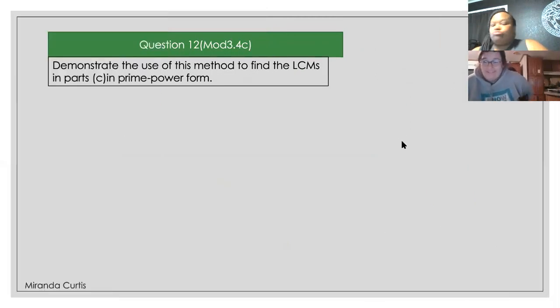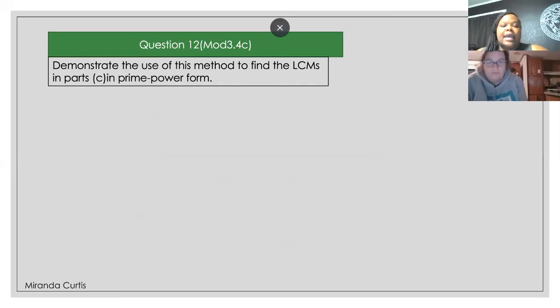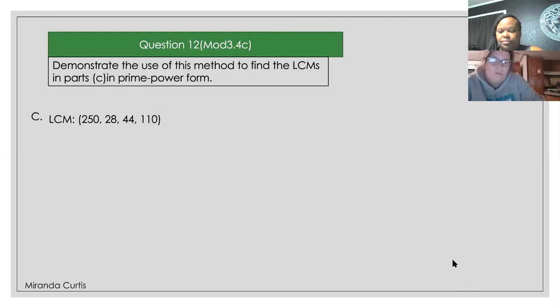I mean, hey, Miranda, question 12, mod 3, 4C. Demonstrate the use of this method to find the lowest common multiple in part C in prime power form. Okay, so our problem: the lowest common multiple of 250, 28, 44, and 110.